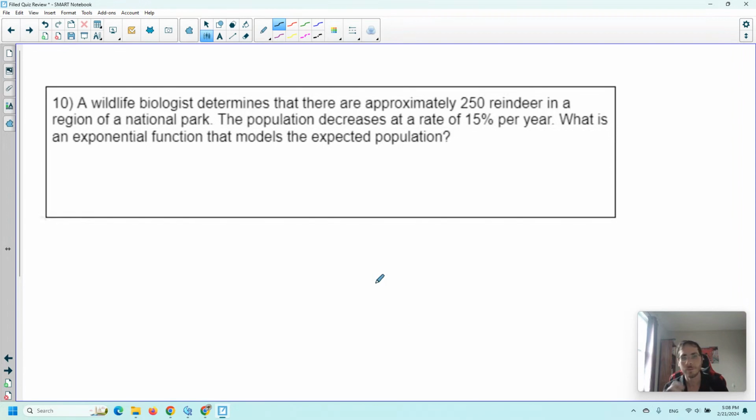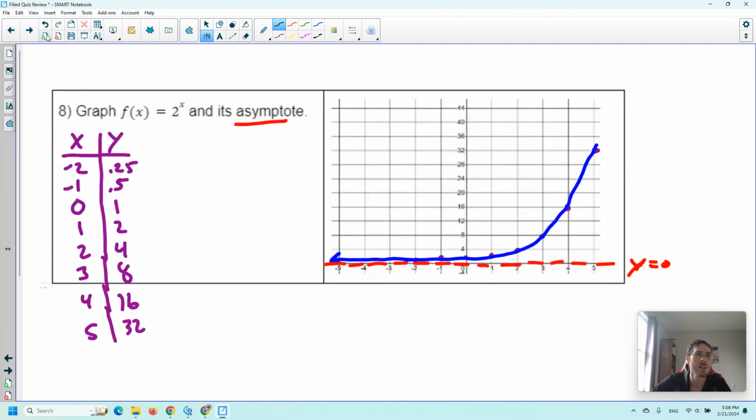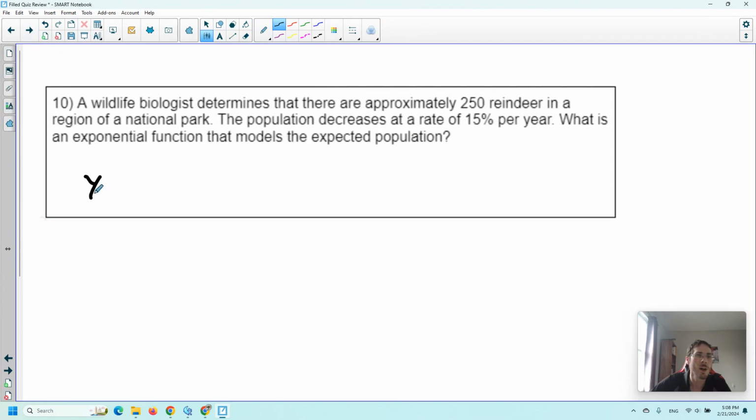All right, so for 10, a wildlife biologist determines that there are approximately 250 reindeer in a region of a national park. The population decreases at a rate of 15% per year. What is an exponential function that models the expected population? Believe it or not, we're just using the same equation. Y equals a times b to the x. All right, well, a we said was the start, so that's 250.